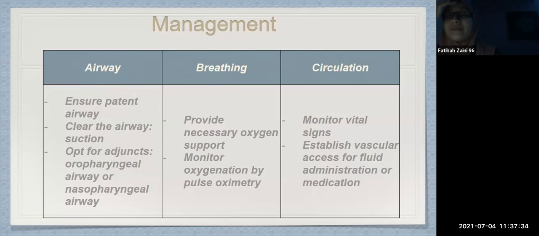For the breathing, we can provide necessary oxygen support such as using nasal prongs or CPAP, and at the same time we have to monitor the oxygenation level by using pulse oximetry. In terms of circulation, we have to monitor the vital signs such as the heart rate and respiratory rate, and then establish vascular access for fluid administration or medication. Next.